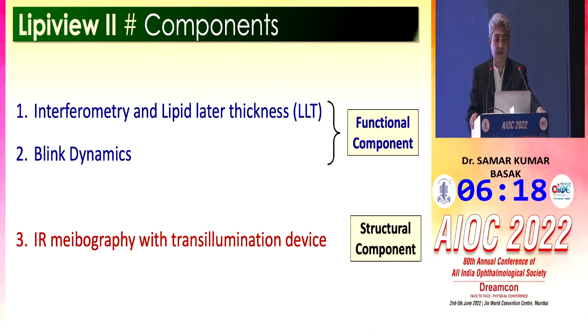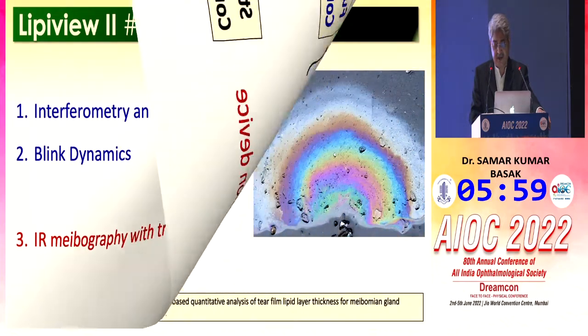There are two components of the LipiView system. One is the functional component, the second one is the structural component. In the functional component, we can see the interferometric lipid layer thickness and blink dynamics. And in the structural component, we can see infrared meibography with a transillumination device.